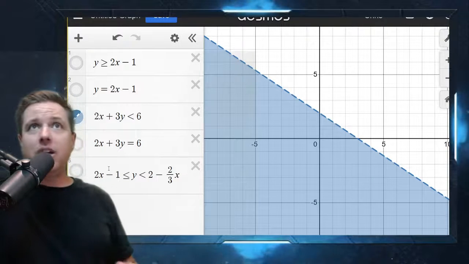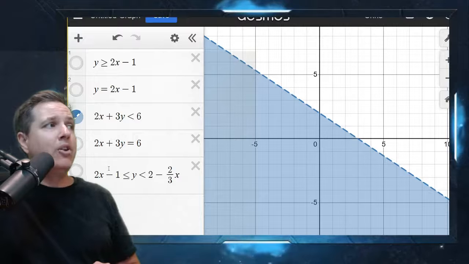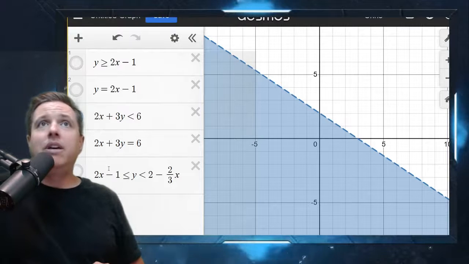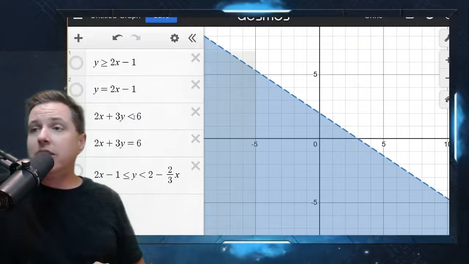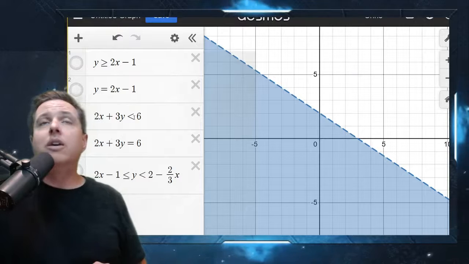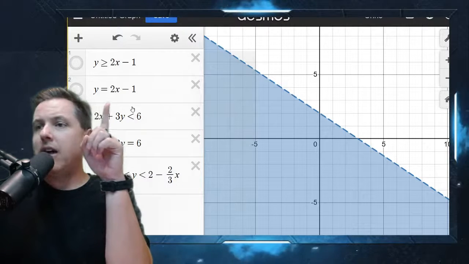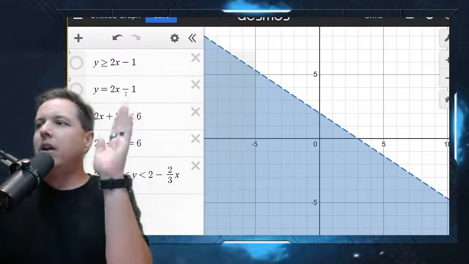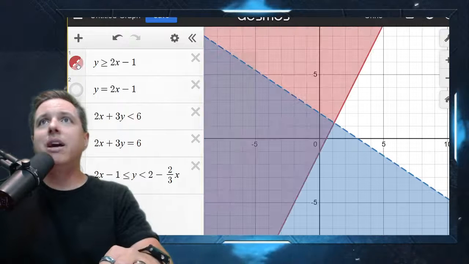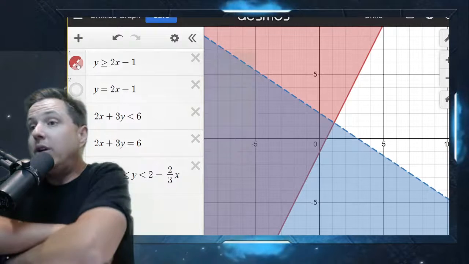That's what that should look like. Okay? And notice the dashed line because of the strict inequality right here. Okay, well, how do I put the two together? Now we're doing a system, and we want to think about both of these at the same time. Well, you can see we have 4 regions here.